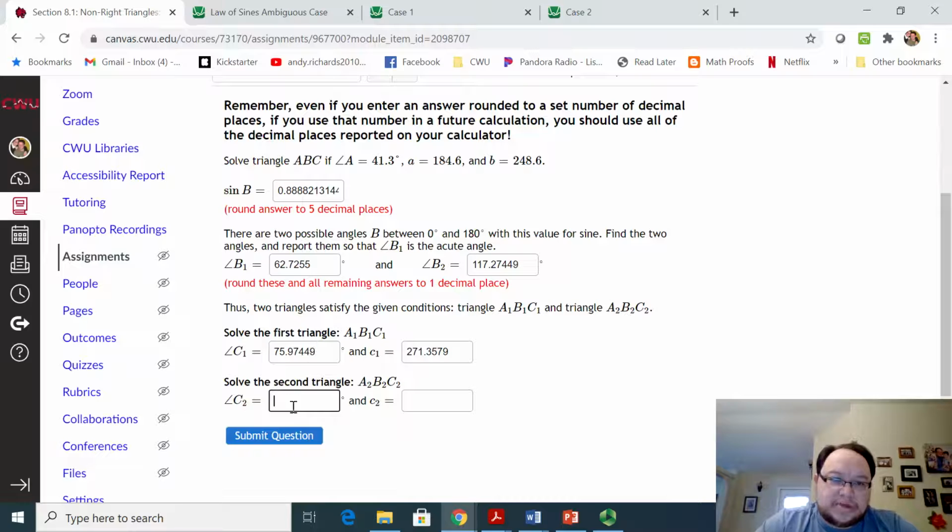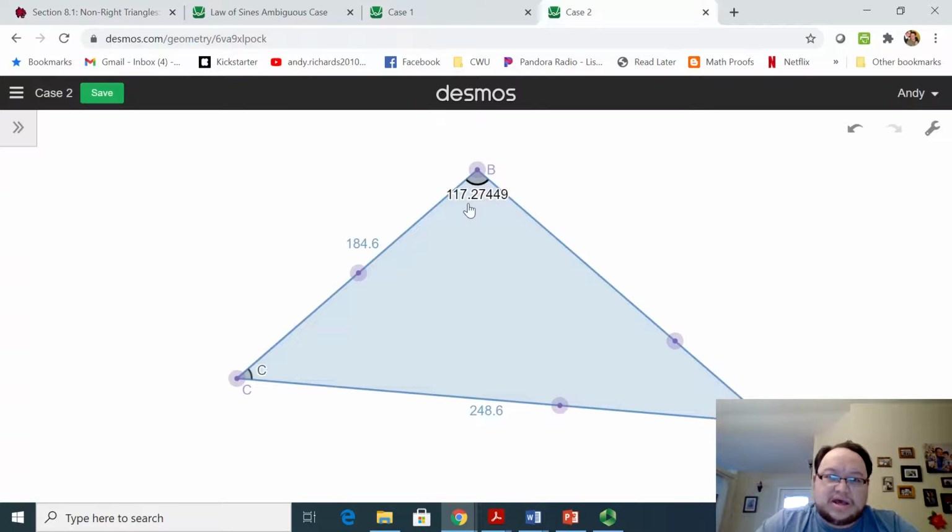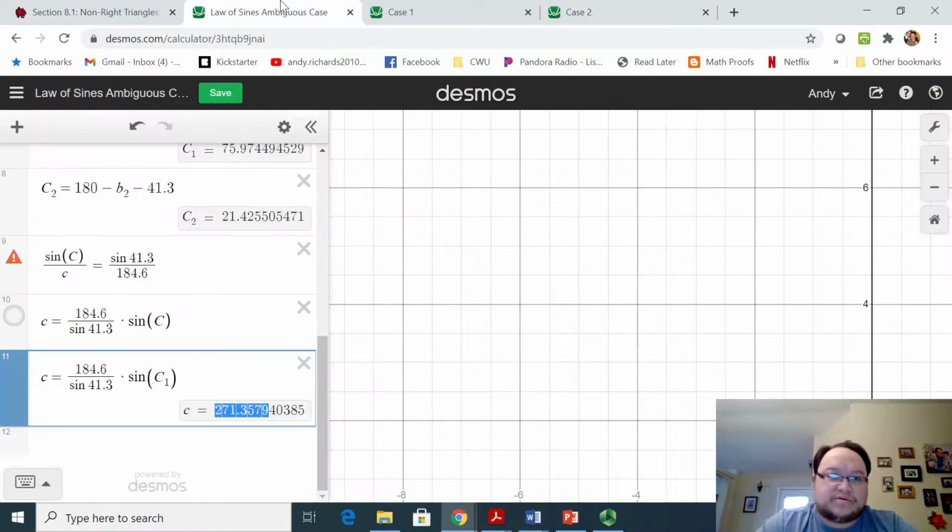You can imagine you're going to repeat this process, assuming that instead B is this 117, that you're dealing with this angle measure here. So I'm going to take 180 and then subtract this 117.27 and then this 41.3 instead. So I'm going to take this and instead subtract B sub 2 off of it. And that leaves me with this 21 degrees left over. So I'm going to go ahead and copy that and move it on over.